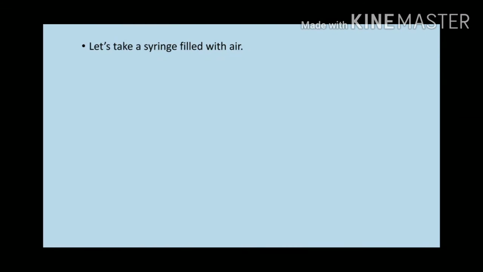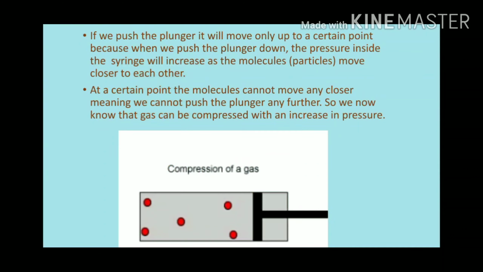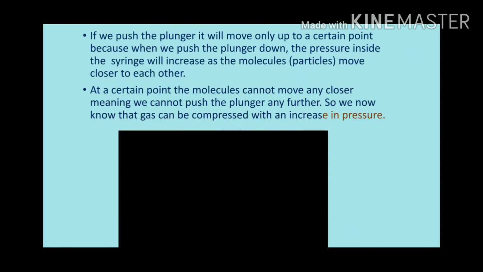Let's take a syringe filled with air. For our experiment, we will seal the tip of the needle. If we push the plunger, it will move only up to a certain point, because when we push the plunger down, the pressure inside the syringe will increase as the molecules, that is particles, move closer to each other. At a certain point, the molecules cannot move any closer, meaning we cannot push the plunger any further. So we now know that gas can be compressed with an increase in pressure.